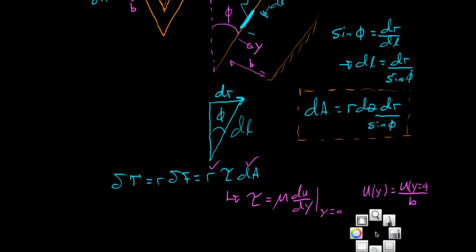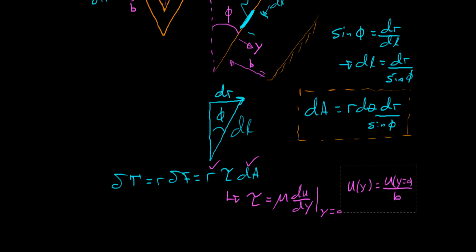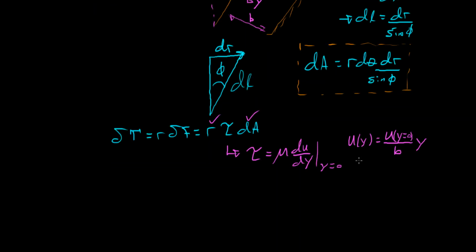Times y. That's the linear profile that we've done a bunch of times. And we know that the velocity at the wall here can be found like we did in other rotating problems as r omega. And so we can write that u of y is equal to r omega over b times y.